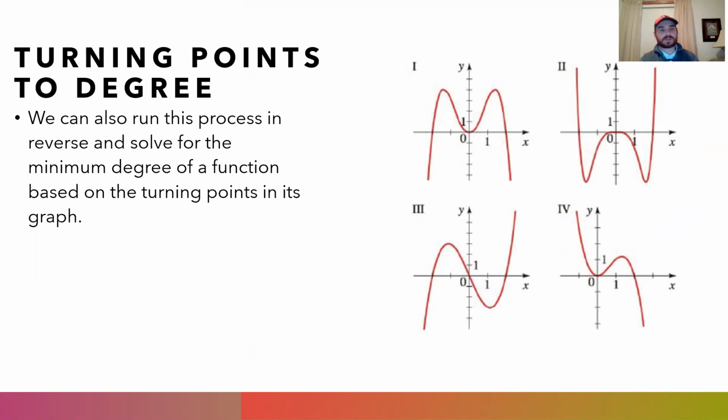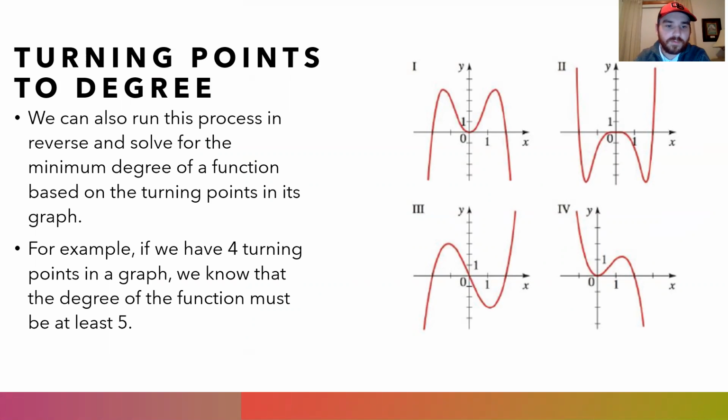We can also run this process in reverse and solve for the minimum degree of a function based on the turning points in its graph. For example, if we have 4 turning points in a graph, we know that the degree of the function must be at least 5. It can be higher, so we don't necessarily know the full degree of the function, but we know what it must be at minimum.